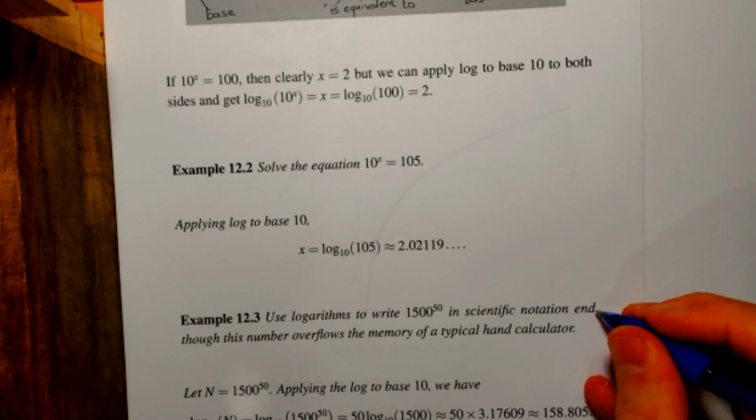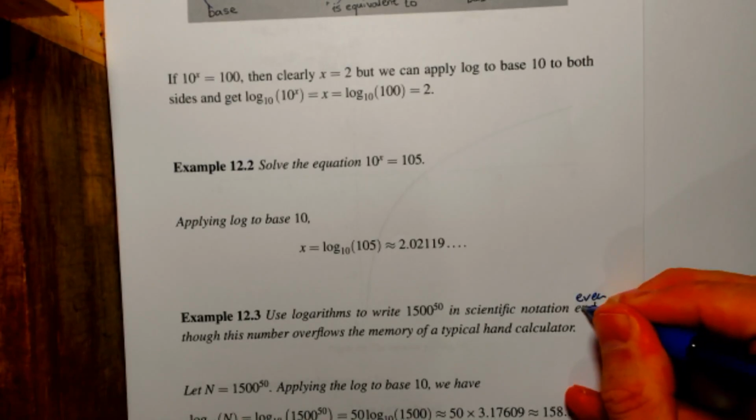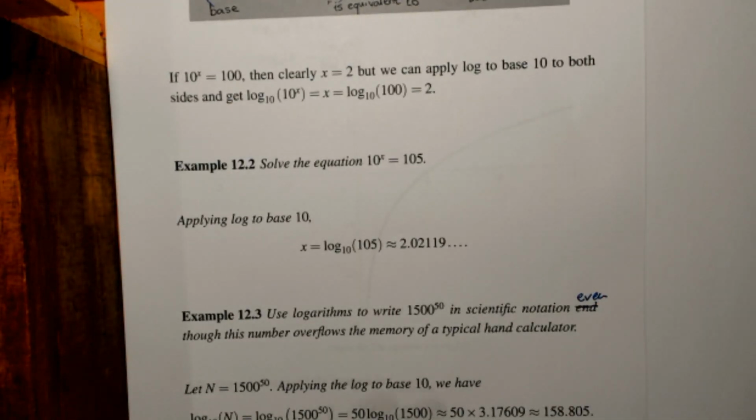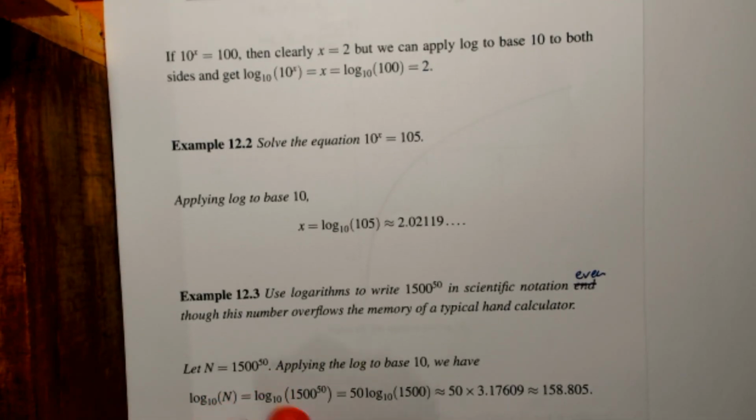Okay, example 12.3. Use logarithms to write 1500 to the power of 50 in scientific notation. Now that's a typo there. It should say even though this number overflows the memory of a typical hand calculator. Yeah, that would definitely overflow the memory.